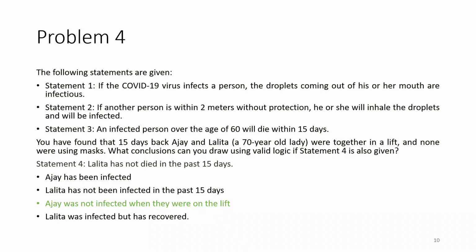But I think B can be an answer. The only thing is the statement given in three, that a lady who is 70 years above will get infected, and the fourth says she will die in 15 days. So concluding these two together, if we see these two statements, then "Lalita has not been infected in the past 15 days" will not be an answer.